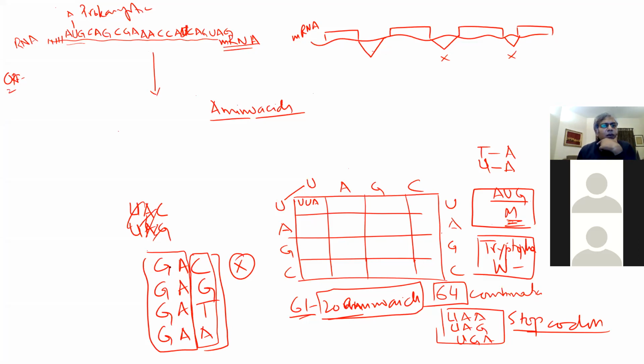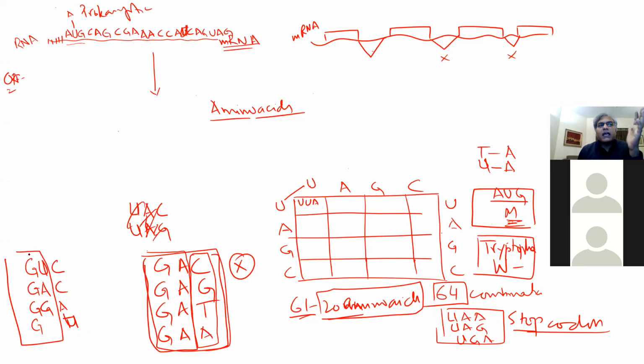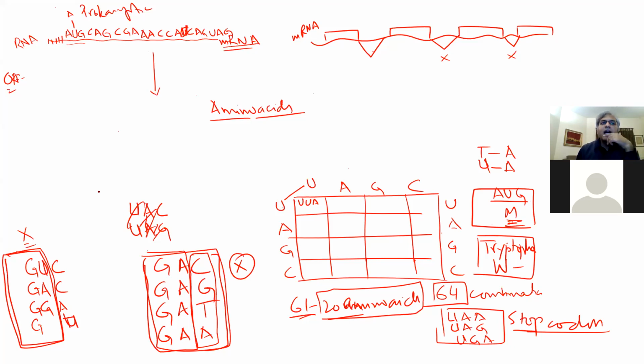So, I made a mistake here, I apologize. So let's say we have GUC, GAC, GGA. So the first two nucleotides, what I want to highlight is, the first two nucleotides are important. Even if the third nucleotide is different, the first two still encode the same amino acid, which is X, a proline or glutamine, whatever. Now, the point is, this highlights degeneracy.